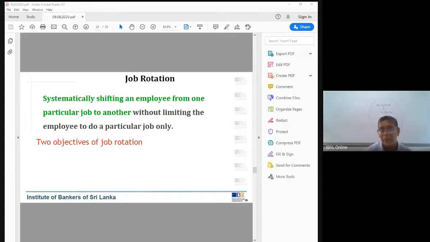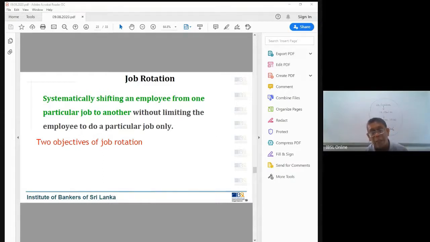Out of all these four, which risk does job rotation facilitate to mitigate or control? What type of risk? Can anybody? Samudini, what do you think? Samudini, Dinesha. Mohammed. Thinks. Okay, now let me again explain.